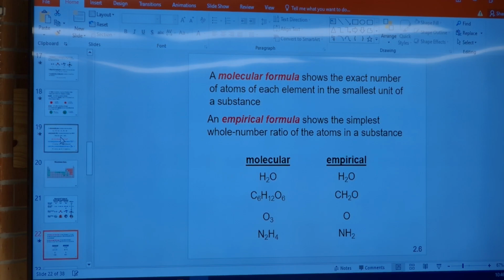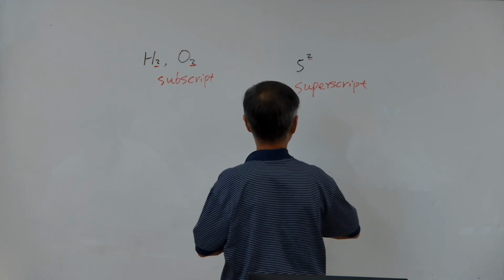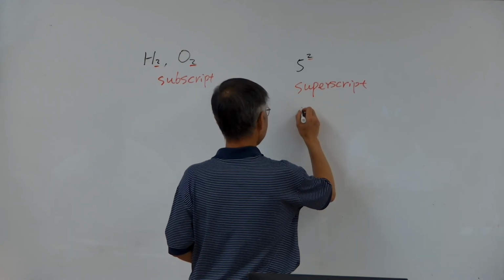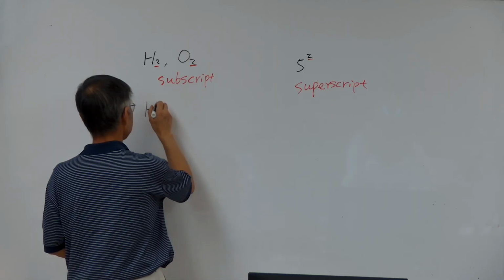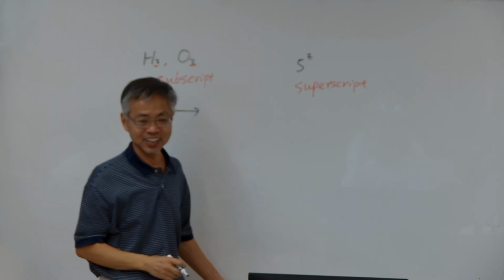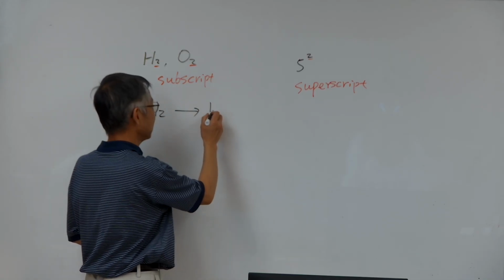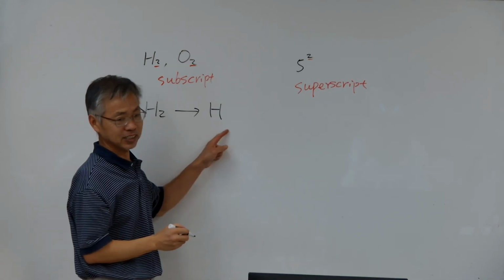Let me give you one more example. We gave O3, right? Then how about O2, H2? What is the empirical formula? Just H, yeah. Divided by 2.